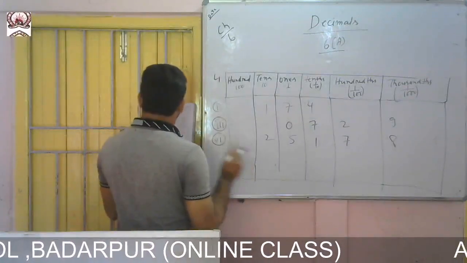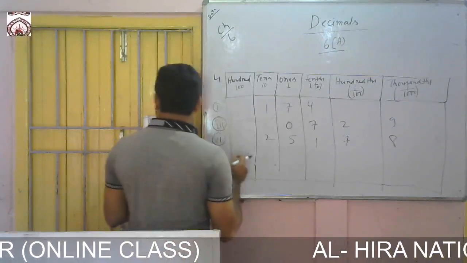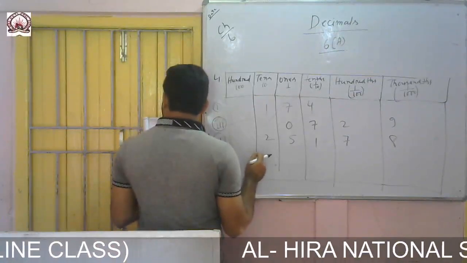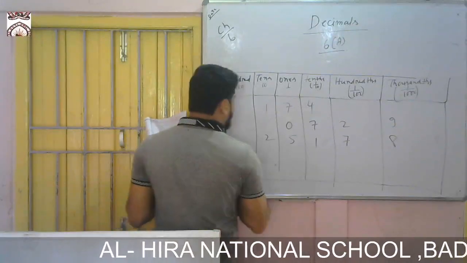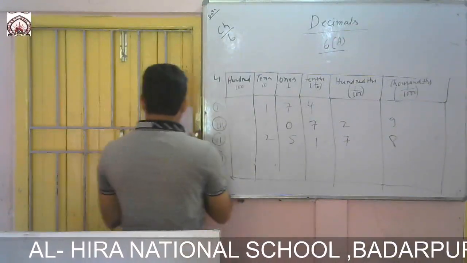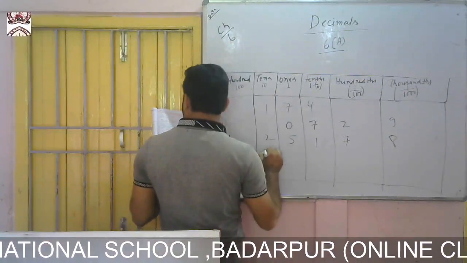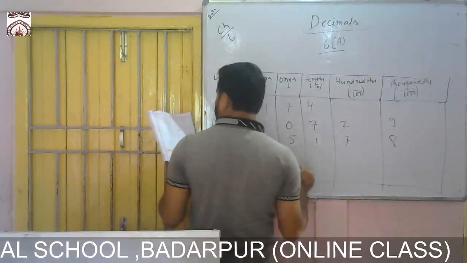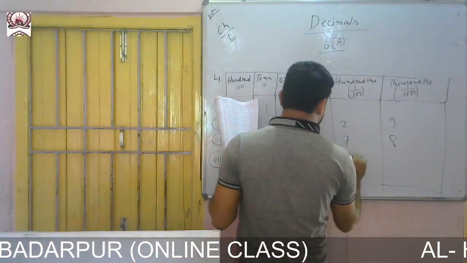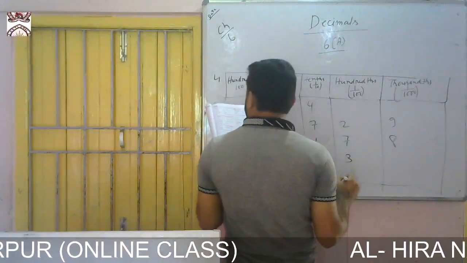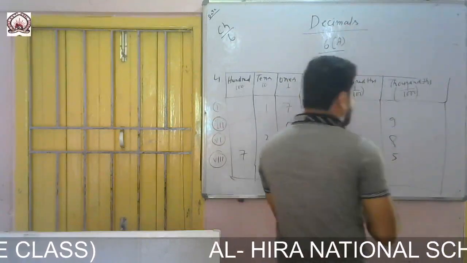Now come to question number 8. Okay. So question number 8, what is there? 719. So 7 is there, 100, 1 is in tens place, 9 is in ones place. Then what? 0 is in tens place, then 3 is in hundreds place, 5 is in thousands place, and 6 is in ten thousands.